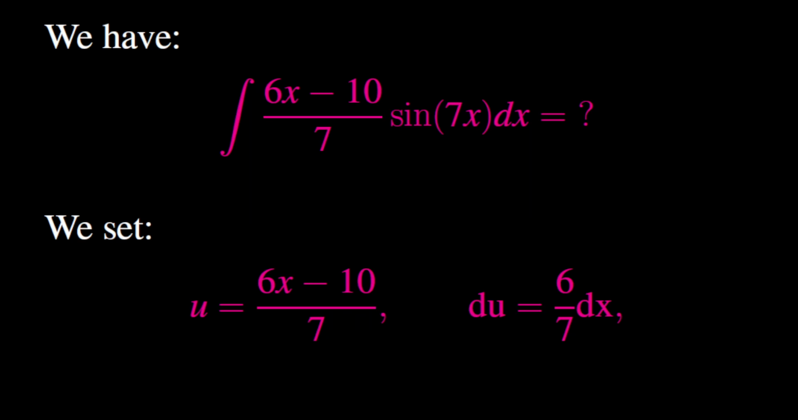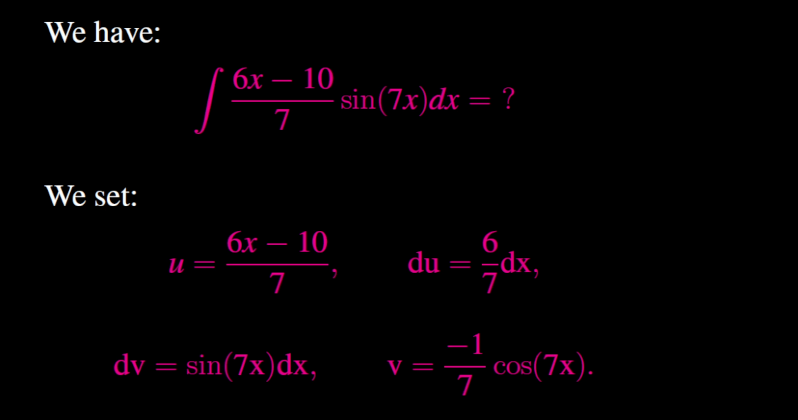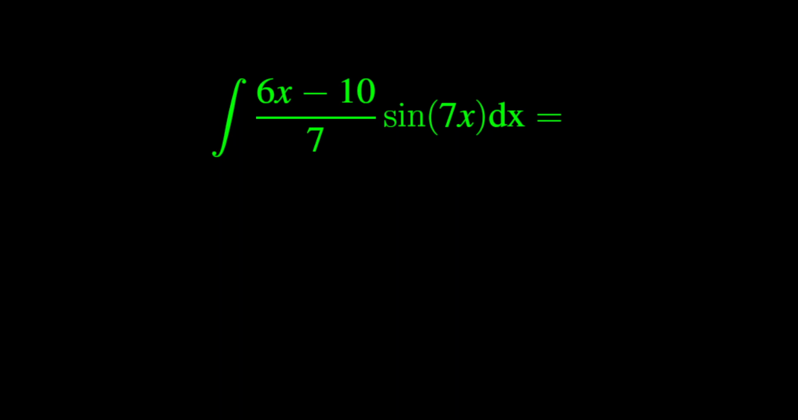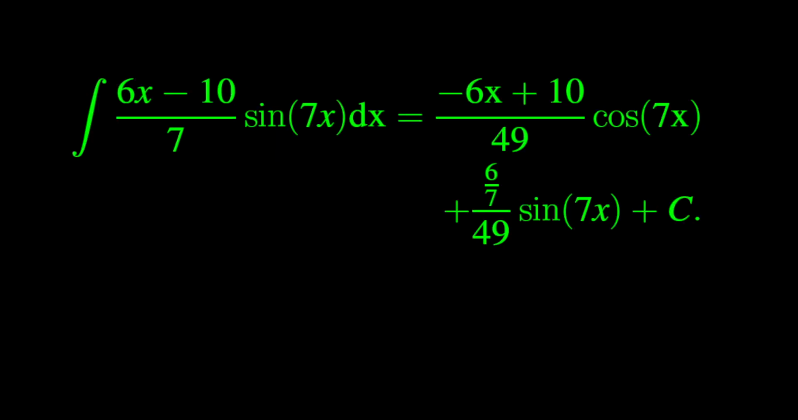Thus, we set u equal to 6x minus 10 over 7, so du equals 6 over 7 dx. And dv equals sine of 7x dx, and v equals minus 1 over 7 times cosine of 7x. In sum, the integral of 6x minus 10 over 7 times sine of 7x dx is equal to minus 6x plus 10 over 49 times cosine of 7x, plus 6 over 49 times sine of 7x, plus a constant c.